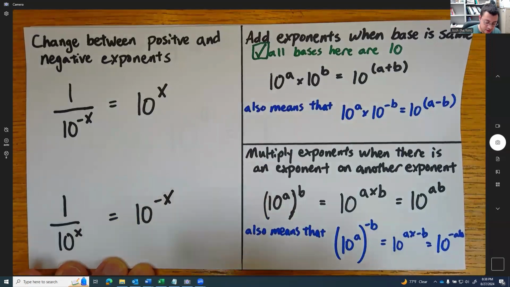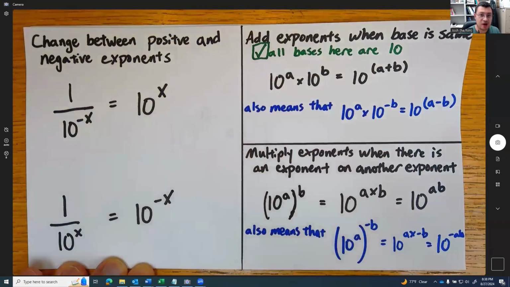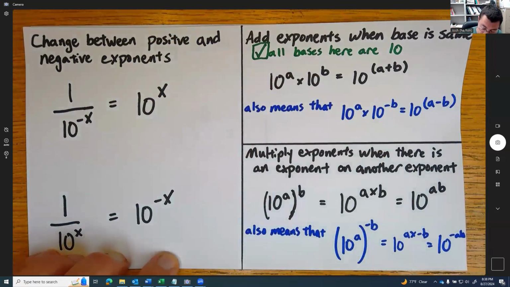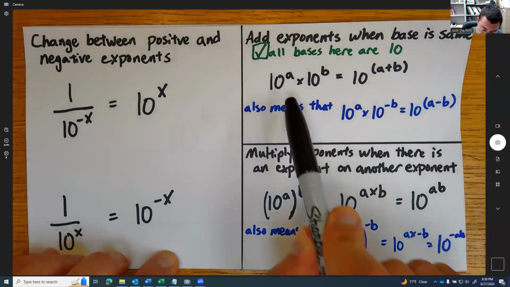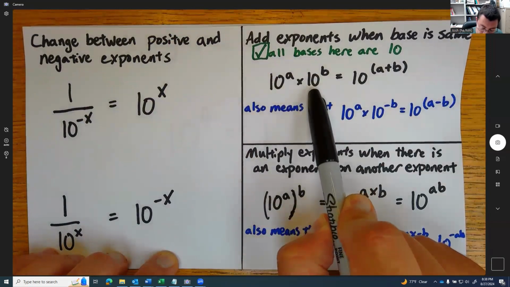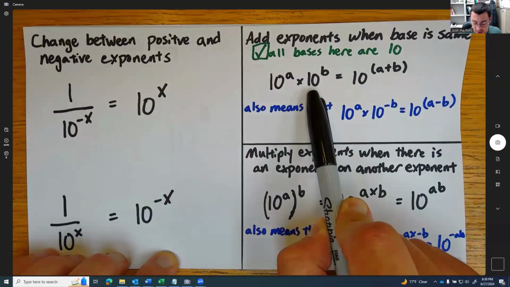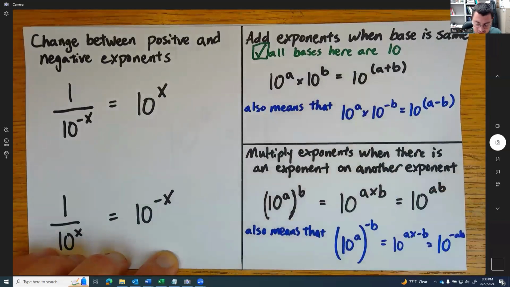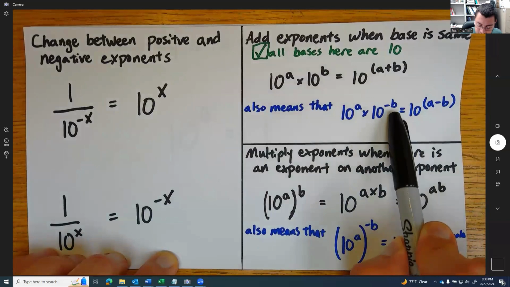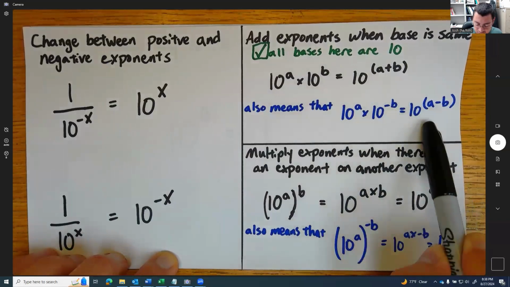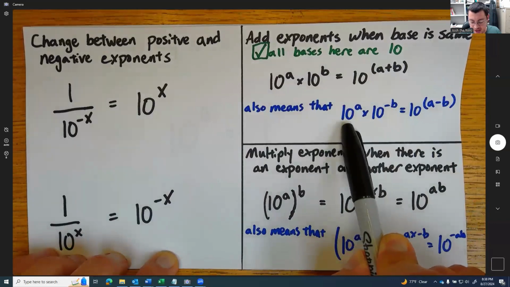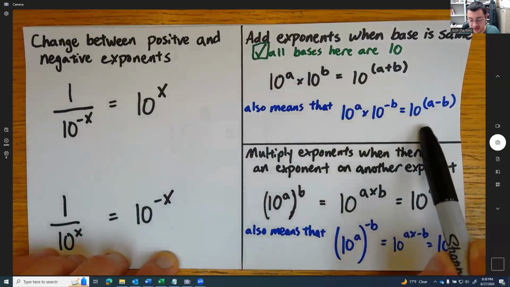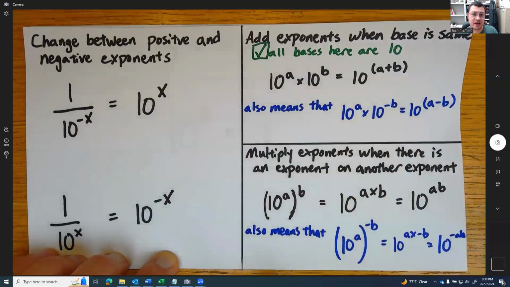Knowing this allows us to put the power of 10 wherever we want, whether we want to move it into the numerator or the denominator, the top or the bottom. We have these two things to discuss as well. What if we have two powers of 10 right next to each other being multiplied by each other? The answer is to add the exponents together. If we have a negative exponent, then we would add that negative number. In other words, like this situation here, 10 to the a power times 10 to the negative b power, that'd be 10 to the power of a minus b.